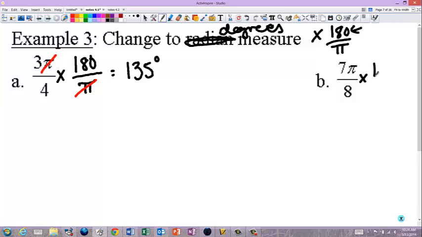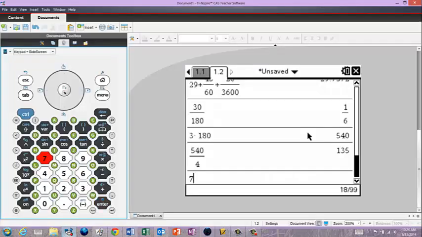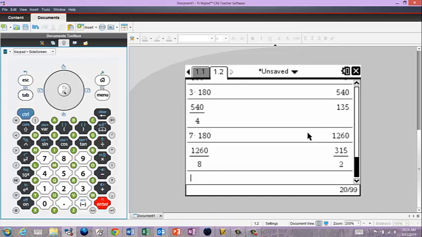Try this one by yourself. Pause me and then come back. Pi's cancel, so you do 7 times 180 times 180 divided by 8. Control enter.